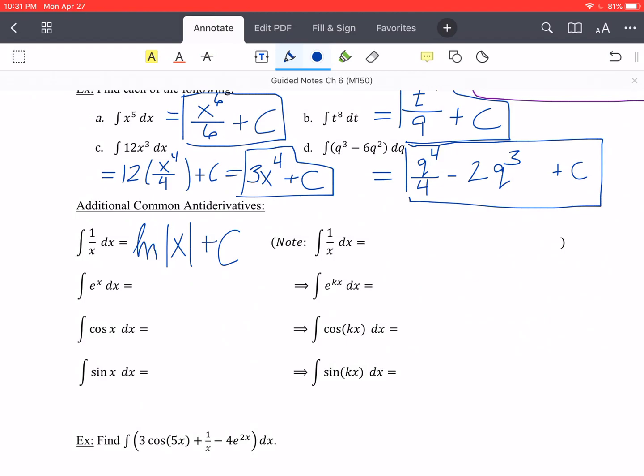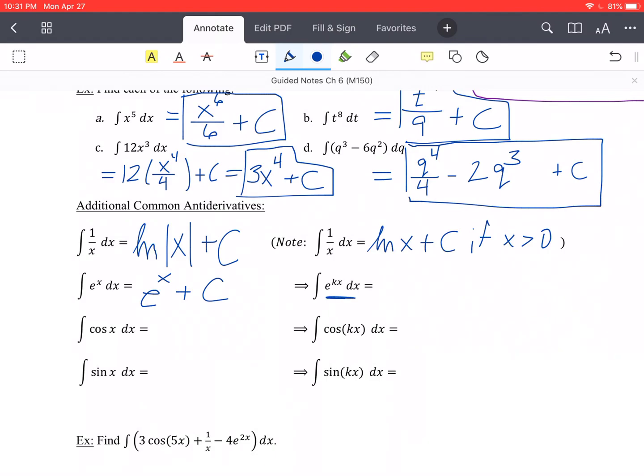But do note that the integral of 1 over x dx is ln of x plus c with no absolute value if we know that x is positive. Okay, so if x is greater than 0, we don't need to worry about the absolute value because it's already positive. But in general, we just leave the absolute value on there just in case it's negative. Antiderivative of e to the x, well, the derivative of e to the x is e to the x, so the antiderivative of e to the x is also e to the x plus c. Okay. Now, what if we have a function like e to the kx?